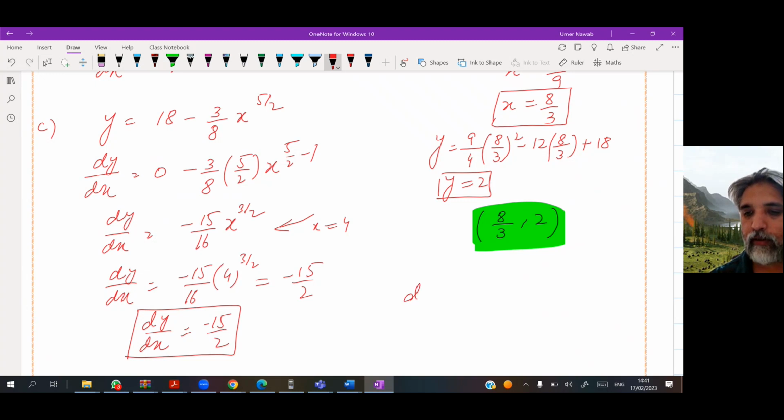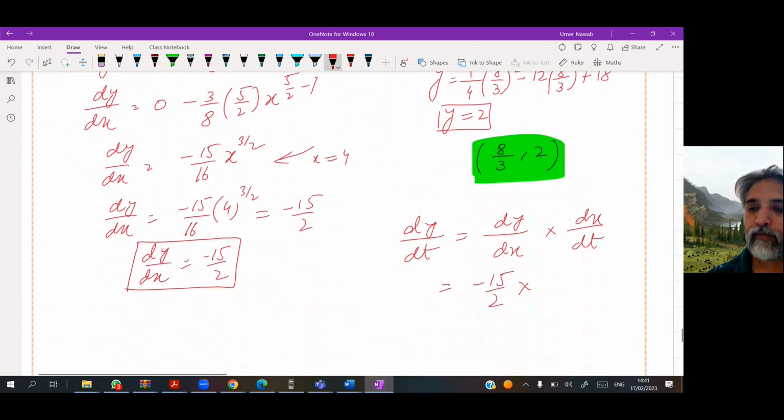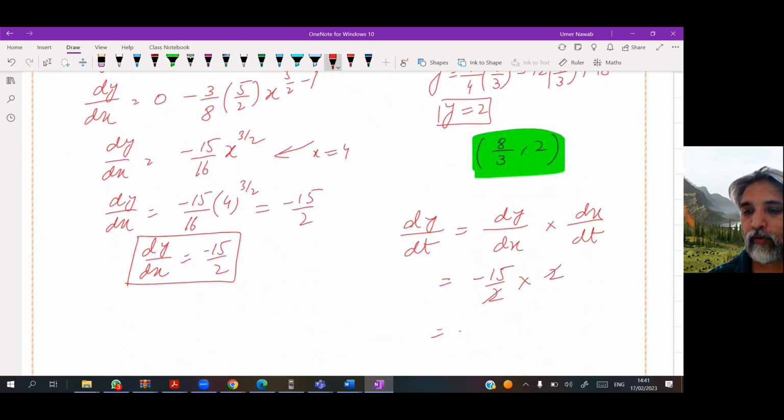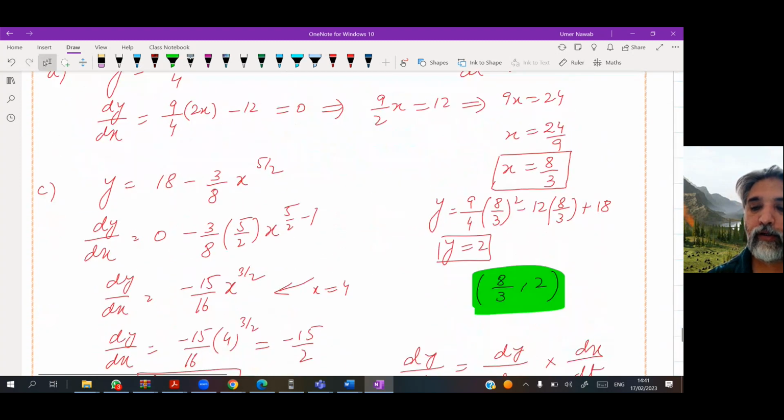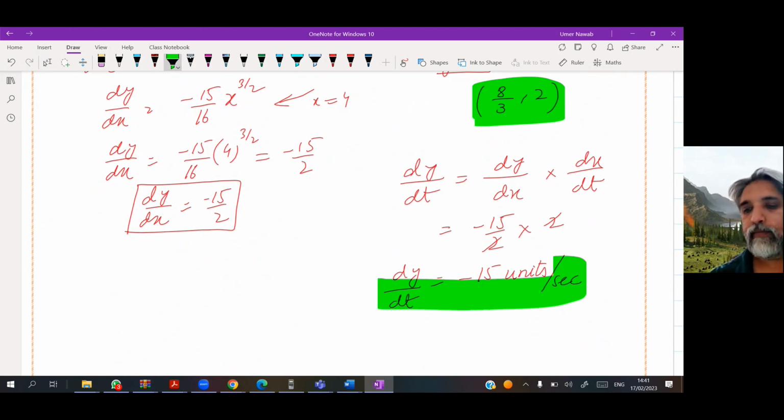Now I want to find dy over dt, which should be equal to dy over dx times dx over dt. In dy by dx, we found minus 15 over 2, and dx over dt is given in the beginning, that is 2. Cancel them. Oh, it means y is decreasing. y is decreasing by 15 units per second. And that's the answer of our question.